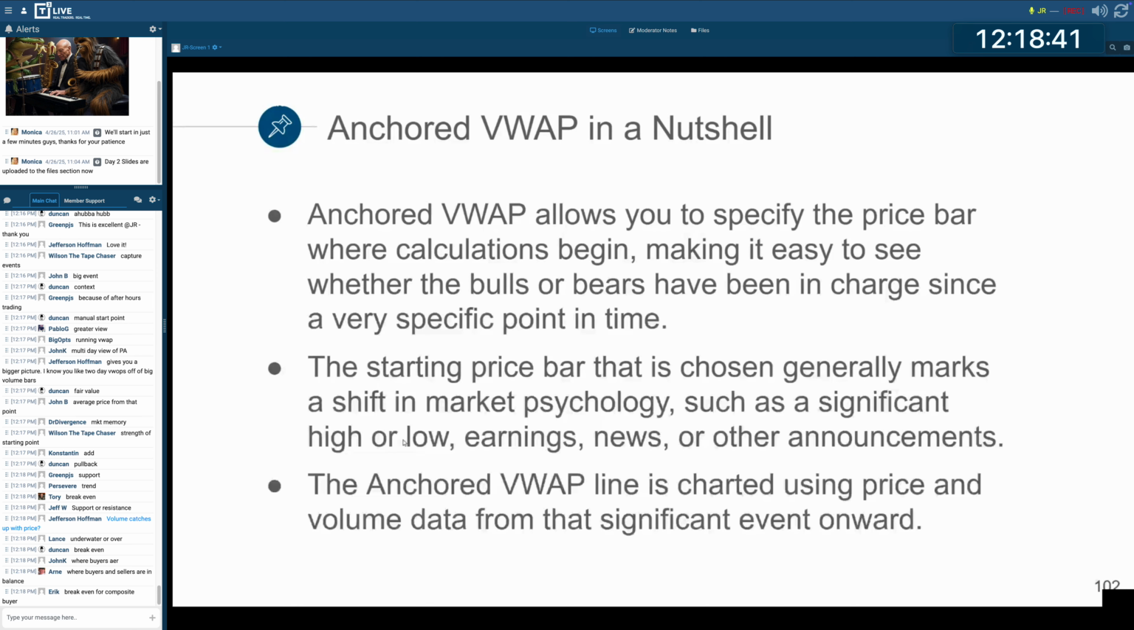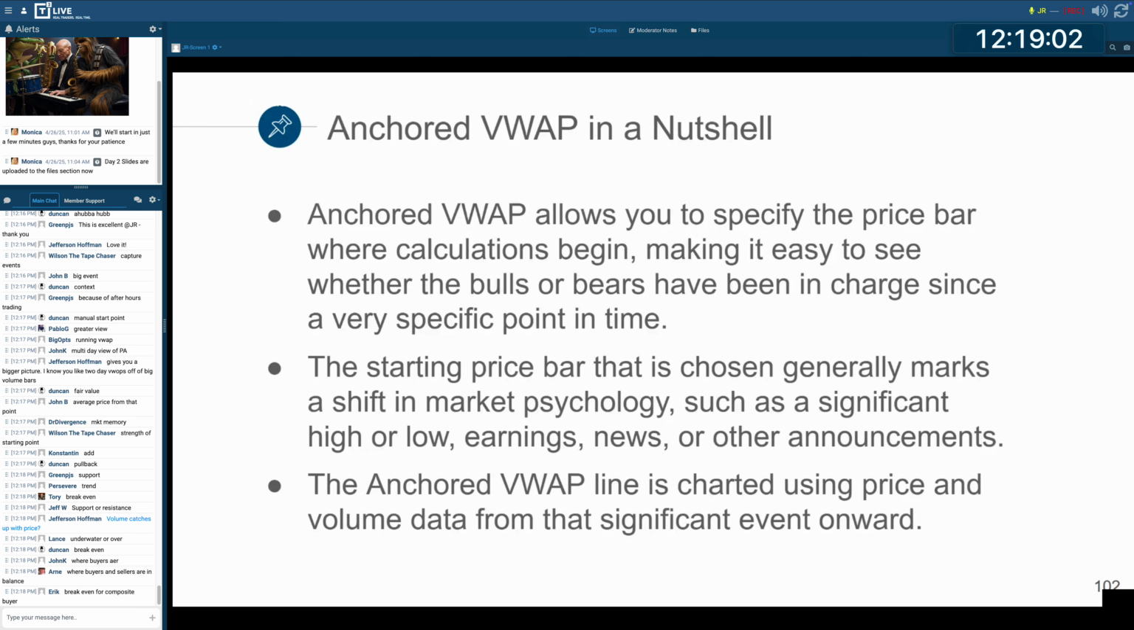Okay. And a lot of people use anchored VWAP with moving averages, with CCI, the Commodity Channel Index, with ADX, whatever other indicators you like to use. So anchored VWAP allows you to specify a price bar where calculations begin, making it easy to see whether the bulls or bears have been in charge since a very specific point in time.